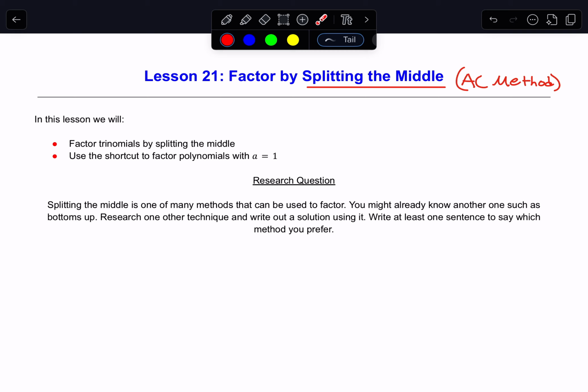But when you're doing it, I want you to actually write out a sentence here that tells me which method you prefer. That way in class, I can go around and see, hey, what are my students enjoying? And maybe in the future, I can use one of those methods instead. But for now, no one has proven me wrong. I think the AC method is the best.